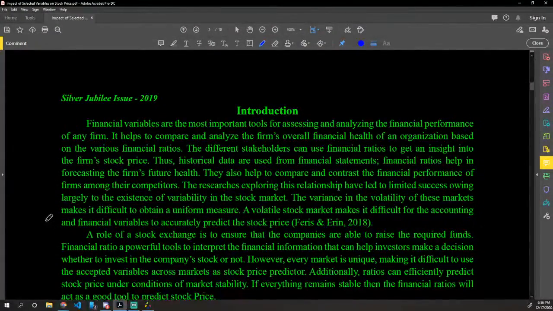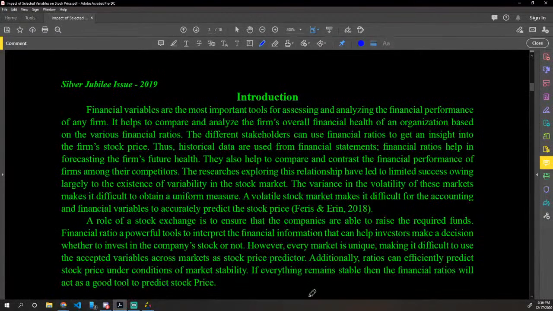So, introduction. Financial variables are the most important tools for assessing and analyzing the financial performance of any firm. They help to compare and analyze the firm's overall financial health based on the various financial ratios. Compare and analyze is the important phrase over here: compare and analyze the overall financial health of an organization based on different ratios.